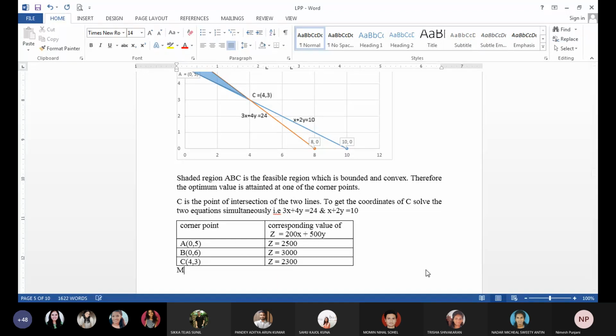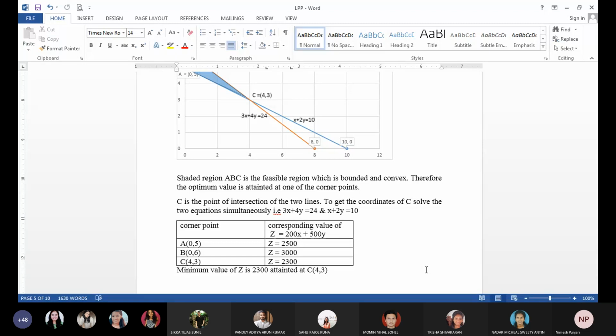So minimum value of Z is 2,300, attained at C with coordinates 4,3. Okay, attained at C whose coordinates are 4,3. So this is the solution of the problem of LPP using the graphical method.